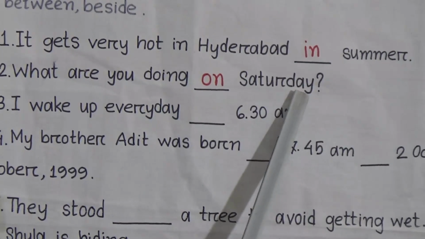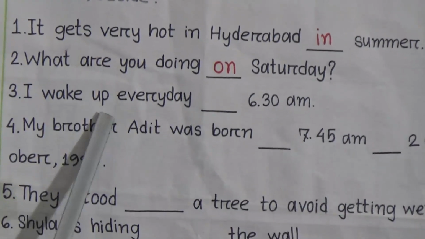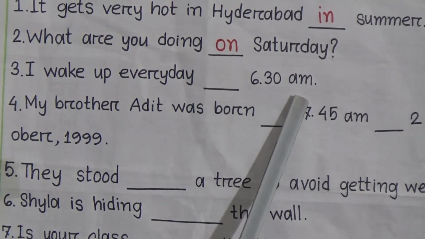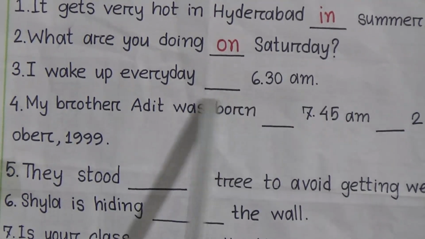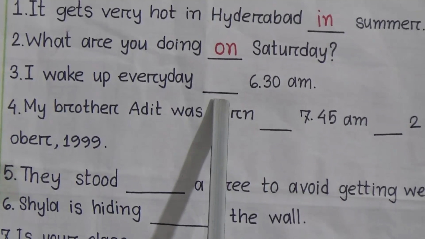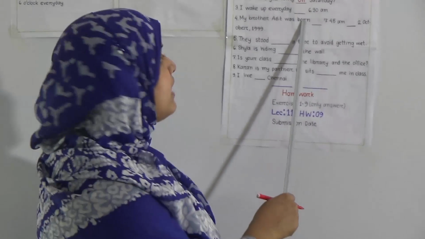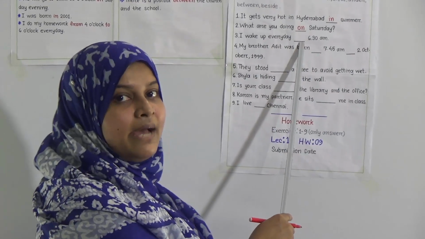What are you doing on Saturday? Number 3, I wake up every day dash 6:30 a.m. Students, can you guess what will be in the gap? Think about the rules and try to find what will be in the gap.